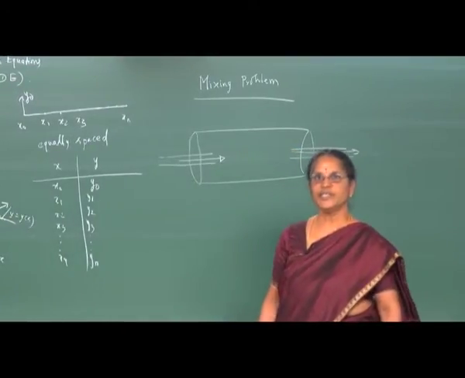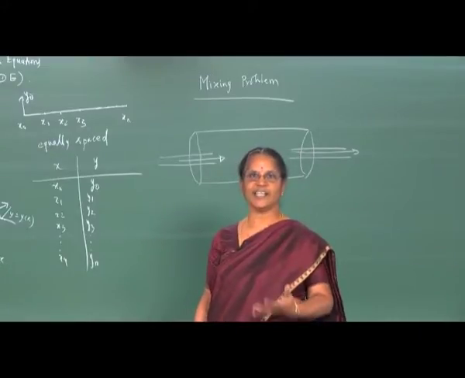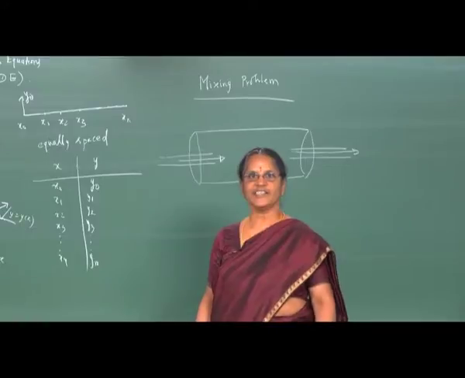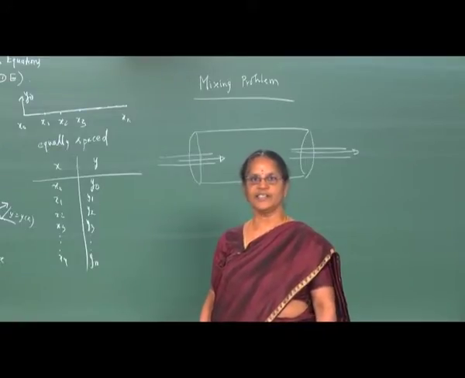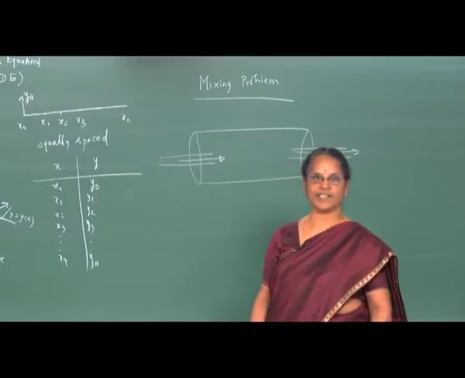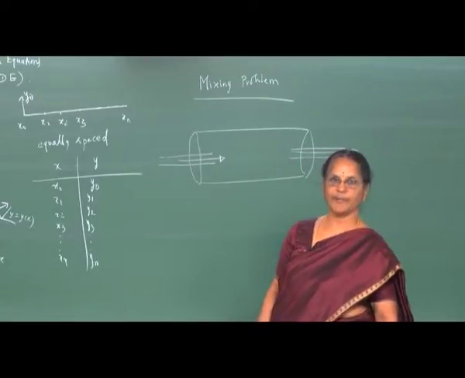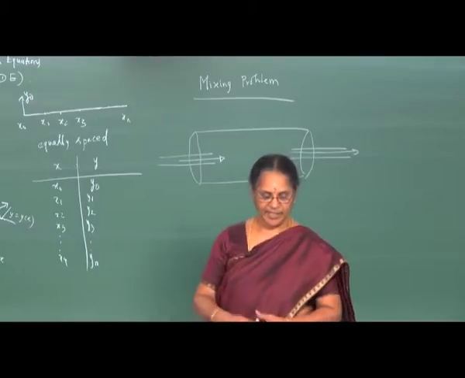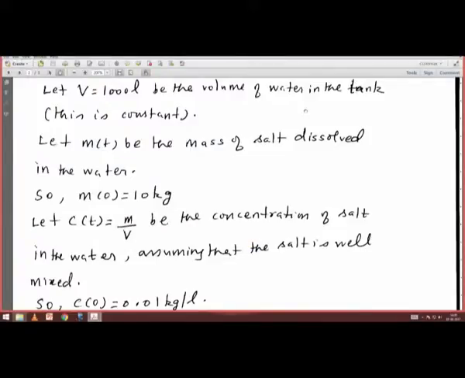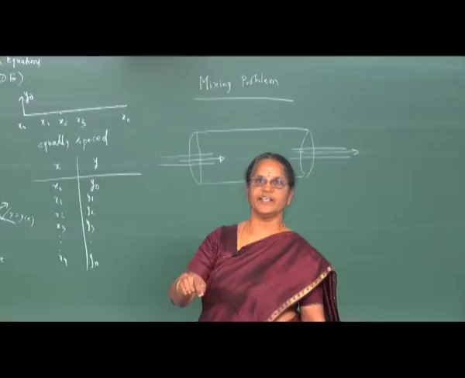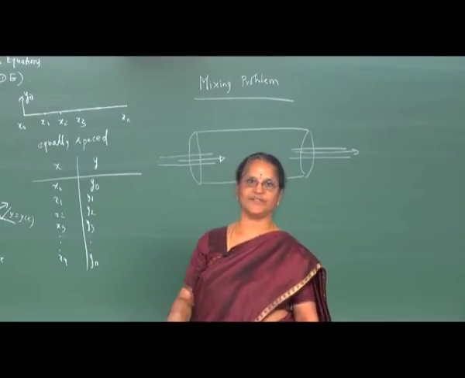So, our problem is to find out the concentration, let us call it C as a function of, say, time t of salt, assuming that the tank is well mixed. So, our goal is to model this problem. So, let us take V to denote the volume of water in the tank. Since initially it contains 1000 liter, V is 1000 liters and it is constant. So, let m of t be the mass of the salt that is dissolved in water. So, initially we said that it contains 10 kilograms of salt.